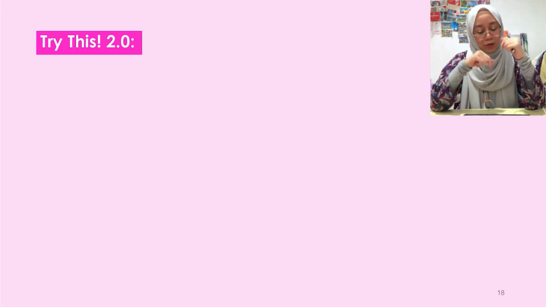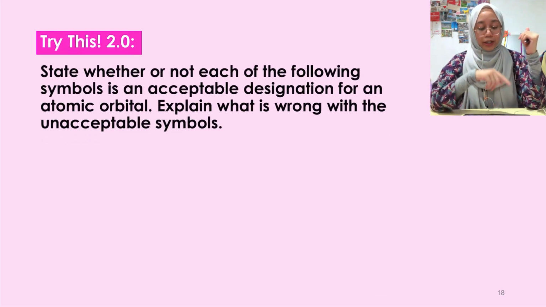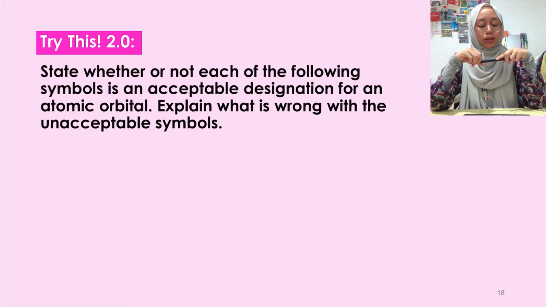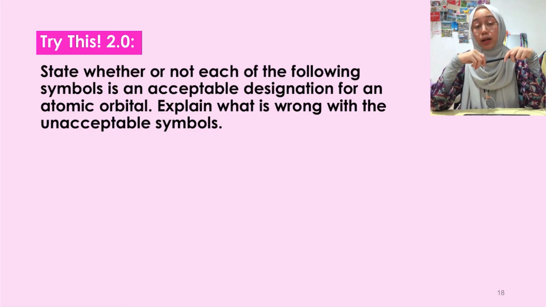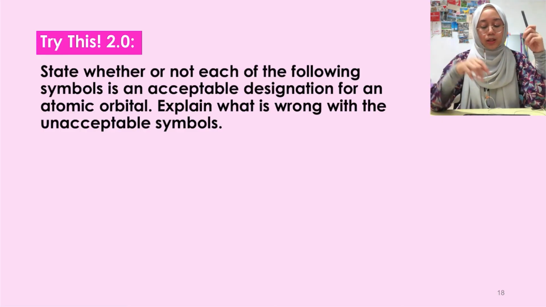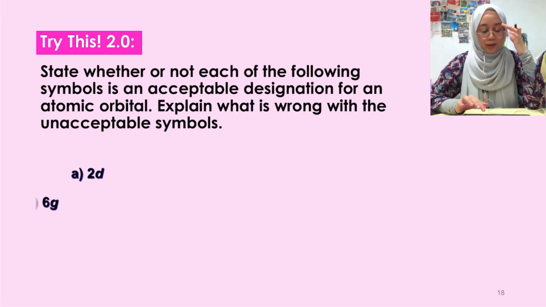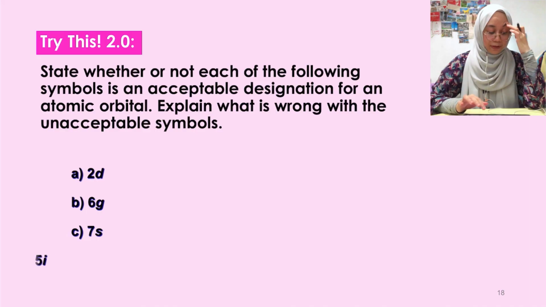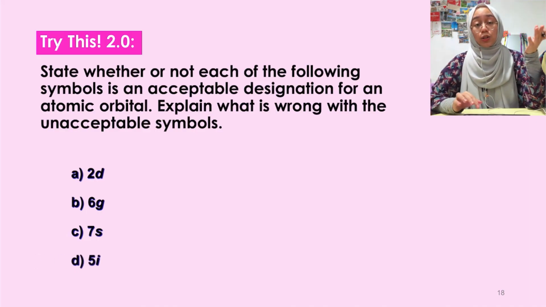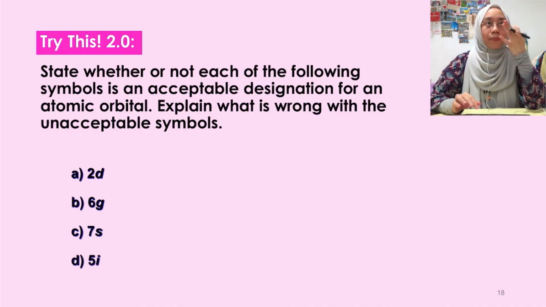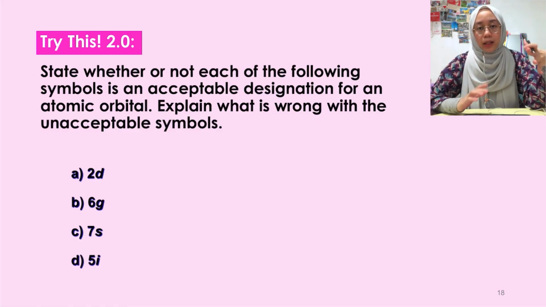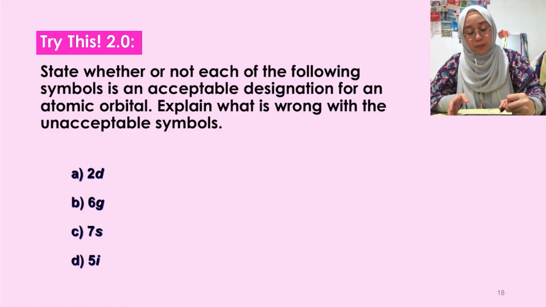Okay, so now it's your turn untuk buat yang ni pula. So state whether or not each of the following symbols is an acceptable designation for an atomic orbital. So explain what is wrong with the unacceptable symbols. Okay, so you are given 2D, 6G, 7S and also 5I. So you have to determine lah whether wujud ke tidak this particular orbital sebenarnya. So Miss bagi example lah untuk tolong kamu how exactly kamu nak jawab soalan ni.